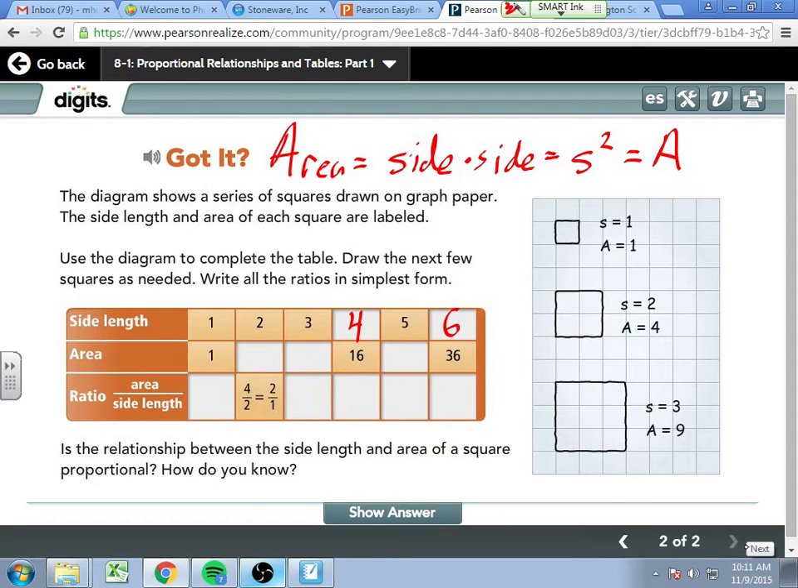Fill in your table, and then figure out those ratios at the bottom in their reduced form. If all the ratios reduce to the same ratio, it's proportional.